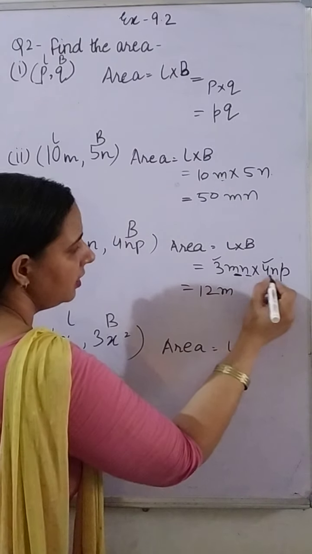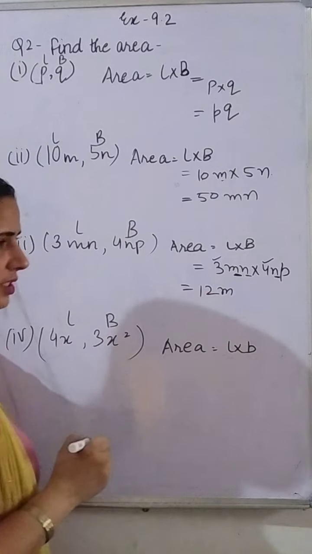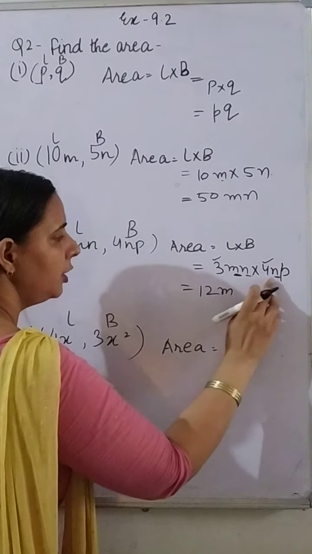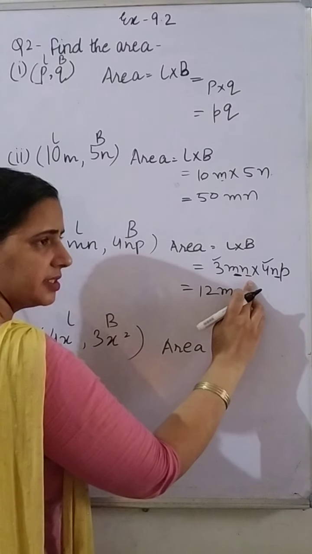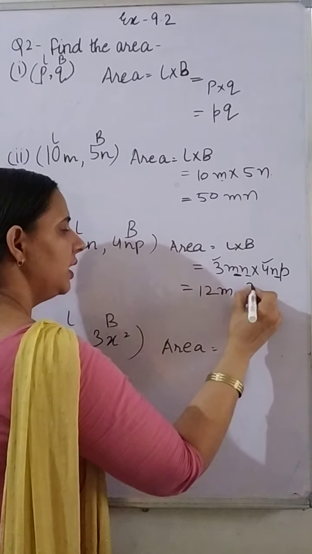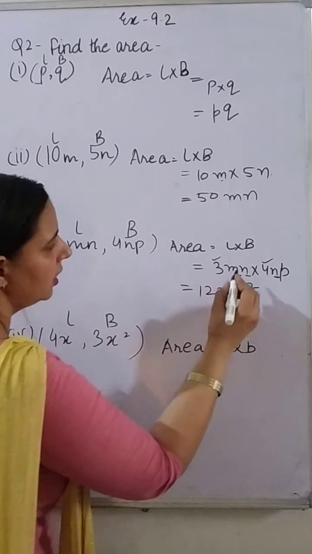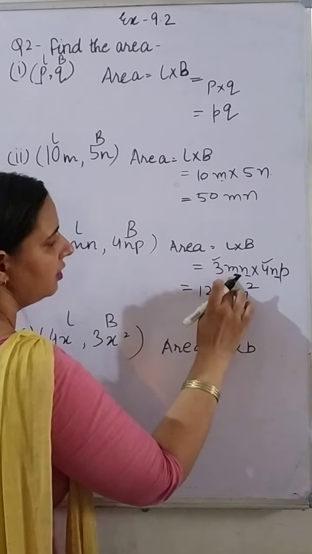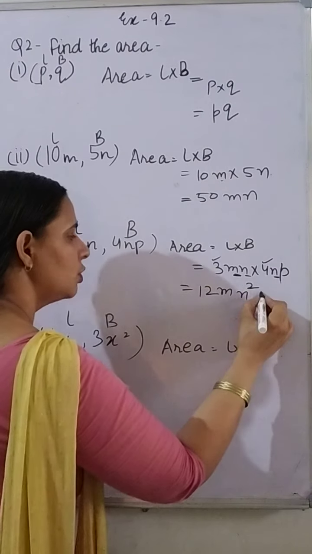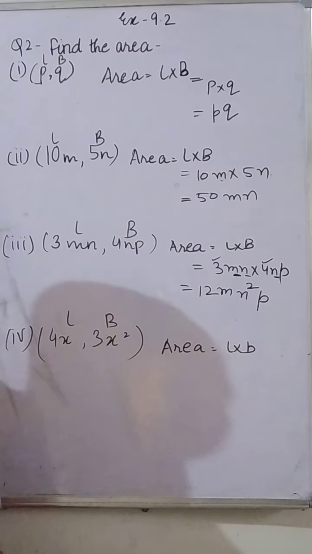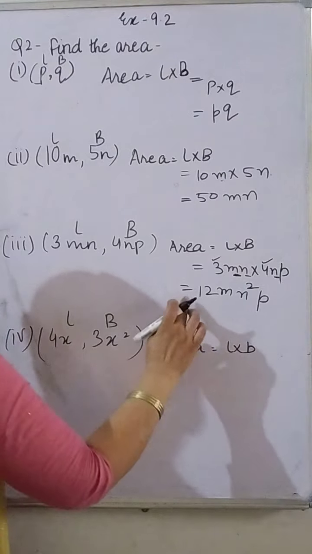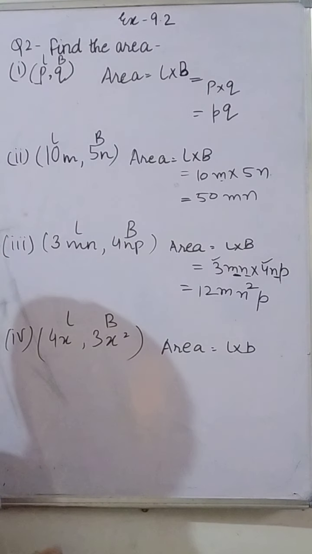Now next is n. n is also given in the second monomial. n into n, n is multiplied by itself 2 times. n into n is n square. And now this p is left. In the first monomial p is not given, so write this p as it is. So this is the area of the rectangle.